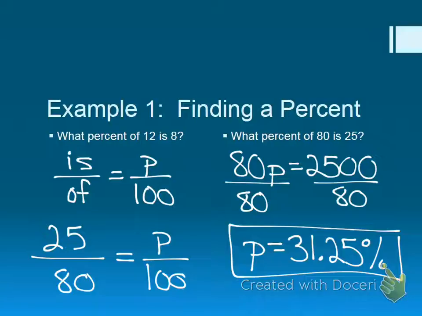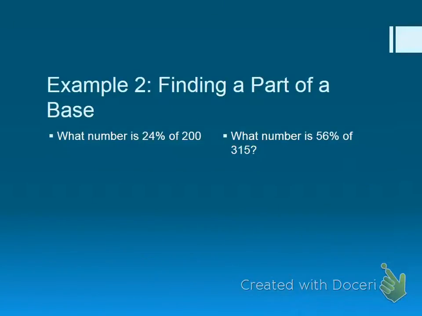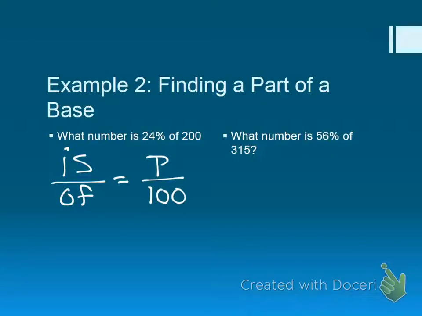Okay, so now in example 2, I'm solving for a different part of the same percent type of problem. You'll notice that the wording is a little different. Now it says, what number is 24% of 200? So I still start with my same general setup. Is over of equals P over 100. But now it's saying what number is, so I do not know my is value. Do you remember the variable that we use for is? A. We use the variable A to represent is. What is my of value? 200 equals P over 100.